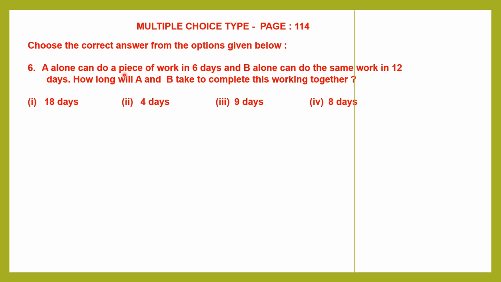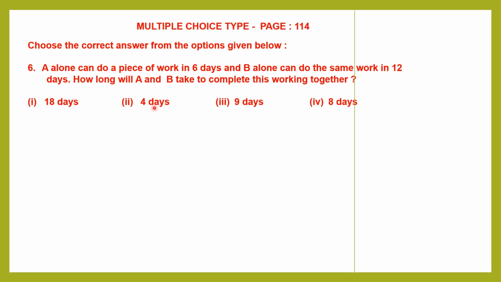A alone can do a piece of work in 6 days and B alone can do the same work in 12 days. How long will A and B take to complete this working together? So here we know that if A works alone, it can finish the work in 6 days, and if B works alone, the work will be finished in 12 days. Now we have to find out the 1 day's work of A and 1 day's work of B.